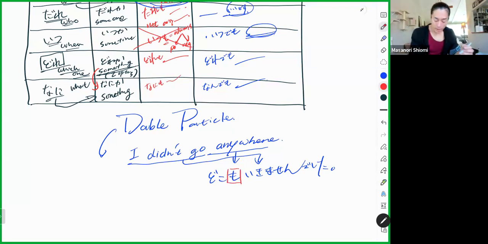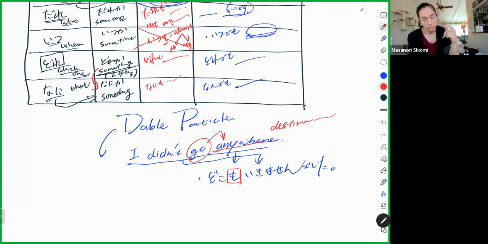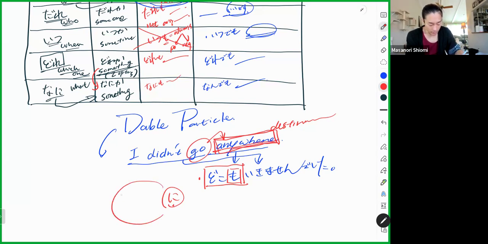It's fine. But if we want to put another particle, well, here we are already using the particle mo in this case, right? But if we want to use another particle, which particle can we use in this case? I didn't go anywhere. This is the destination, right? For destination, just one action, so we use the particle ni for destination. So if we want, we can add ni to the word anywhere. Now the question is, where are we going to put ni? It is after a noun, and in this case, doko is a noun.